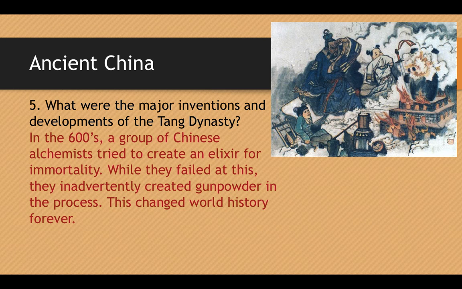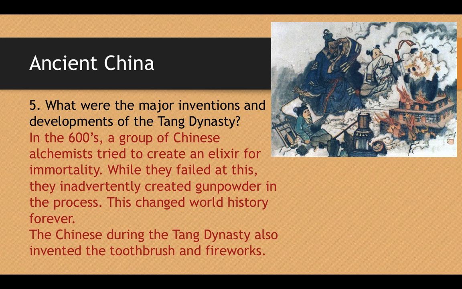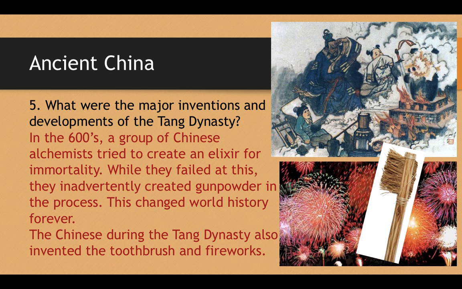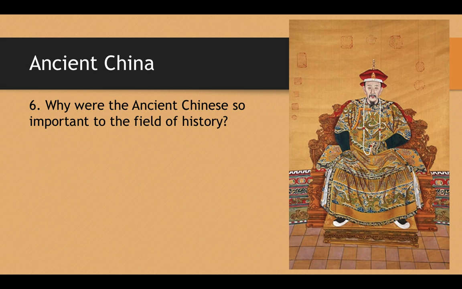Without gunpowder, we would probably still be fighting wars with swords and shields. All right. Now, the Chinese, during the Tang Dynasty, also invented the toothbrush. There you see that thing that kind of looks like a broom. That is one of the first toothbrushes, or at least what one looked like. And they also invented fireworks once they discovered gunpowder.